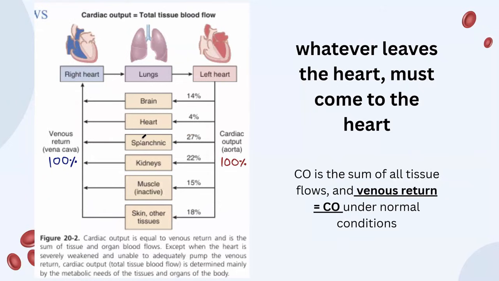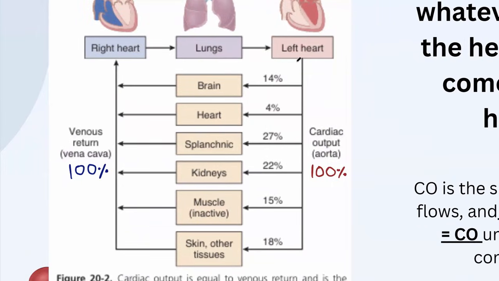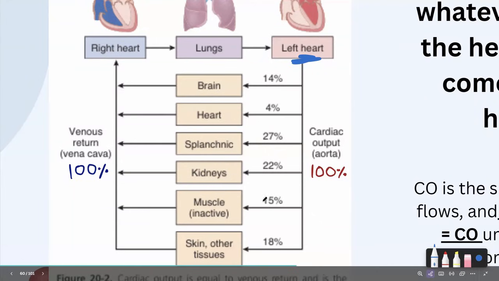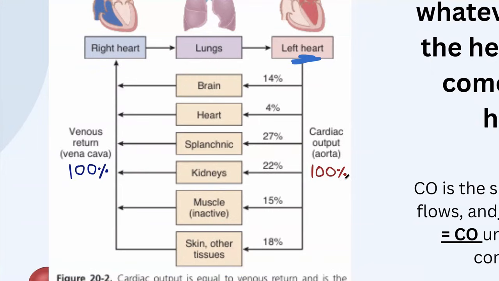Now, this is very important, so please focus with me. This is the left side of the heart. The left ventricle is going to pump the blood into the aorta, and that's 100% of the cardiac output in the aorta. And then it's going to divide into the organs. So 14% of the cardiac output goes to the brain, 4% to the heart, 22% to the kidneys, 15 and 18. The sum of all of this is 100%.